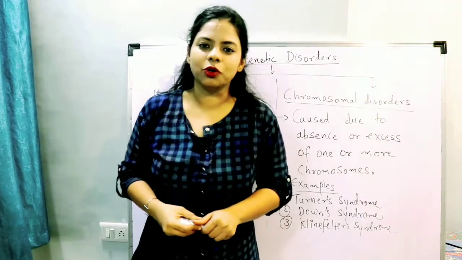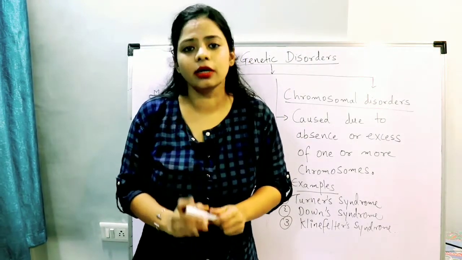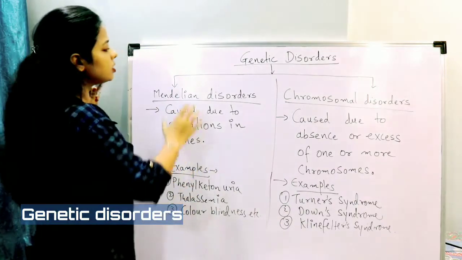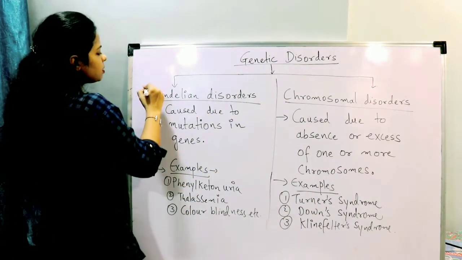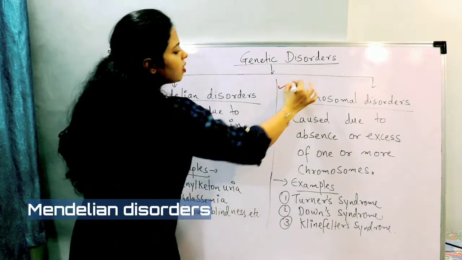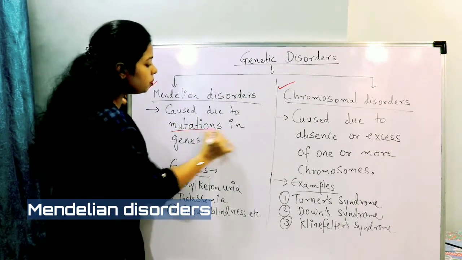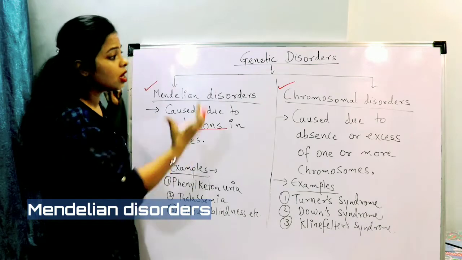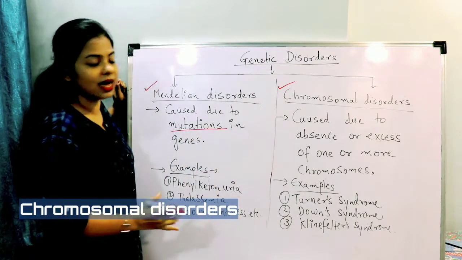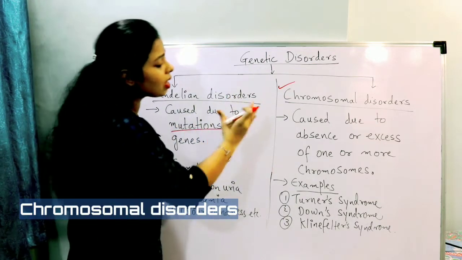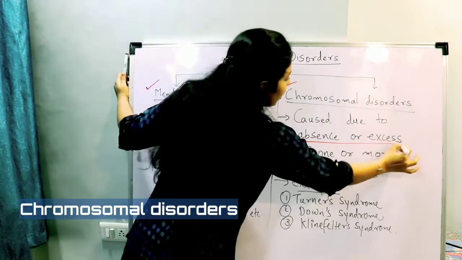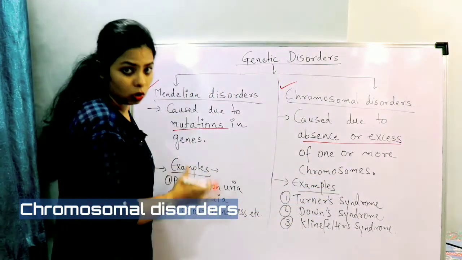Hi guys, in this video we are going to discuss genetic disorders. Now genetic disorders are of two types. The first type is Mendelian disorder and the second one is chromosomal disorders. Now Mendelian disorders are caused due to mutations in particular genes. Now chromosomal disorders, as the name suggests, are caused due to absence or excess of one or more chromosomes.